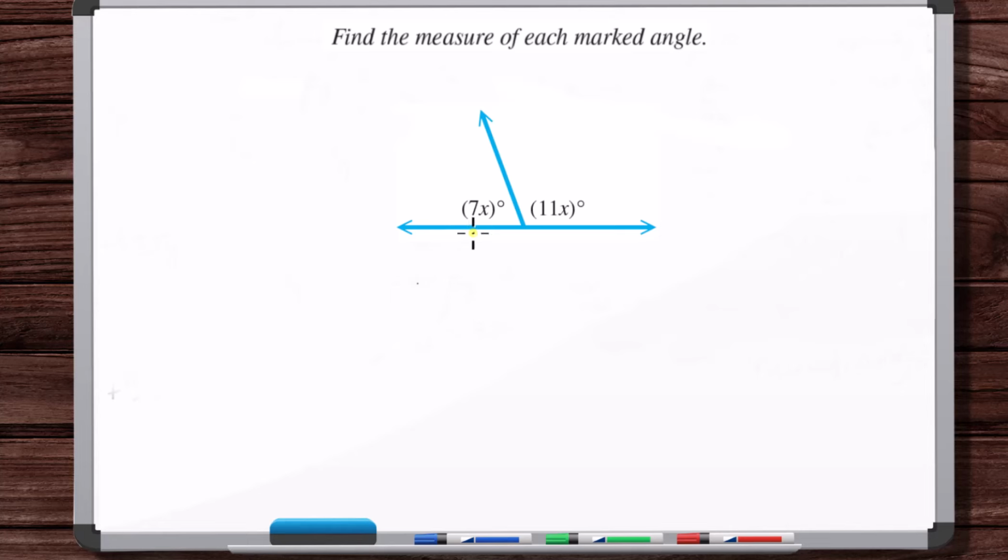Well, we know that these two angles are going to add to 180 degrees. We've got this straight line here. Or if we're going by the definitions that we've learned in this section, these two angles are supplementary. So they add to 180 degrees. So we can make a formula. 7x plus 11x is equal to 180. So 7x plus 11x is 18x. Divide both sides by 18.